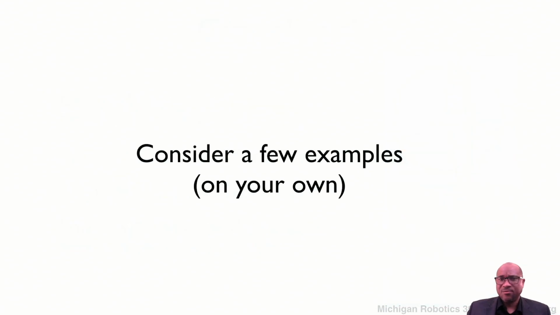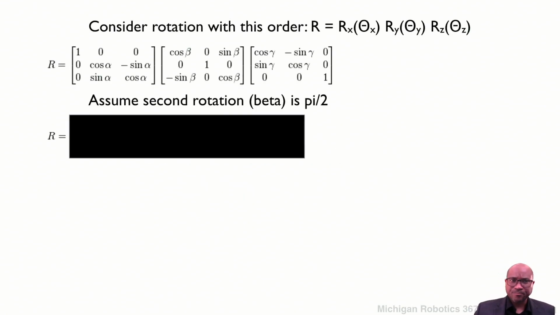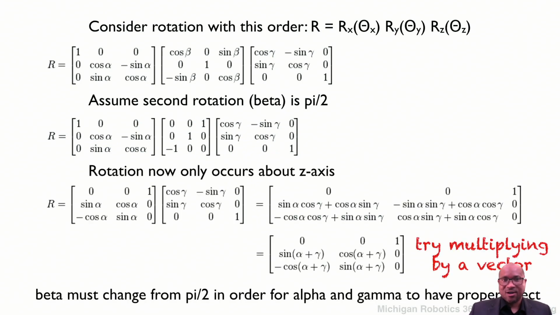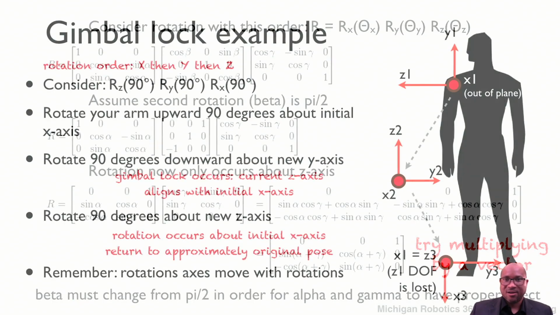And so just a few examples I wanted to throw out there for you to consider on your own or inside of your study pods. Consider a rotation with these axes. Assume that the second rotation, beta, is pi over 2. And so you can work through this, and then you can see that when you try to then multiply by a vector, it could be really problematic.